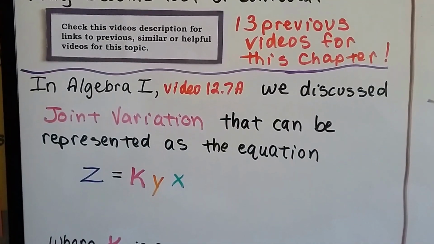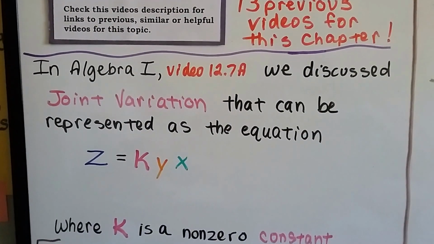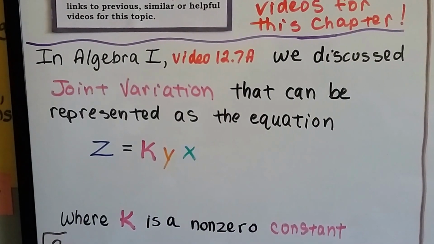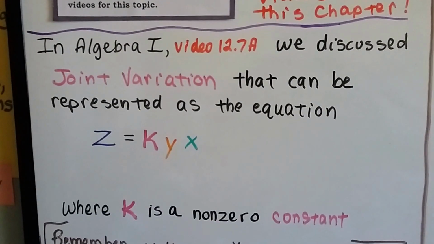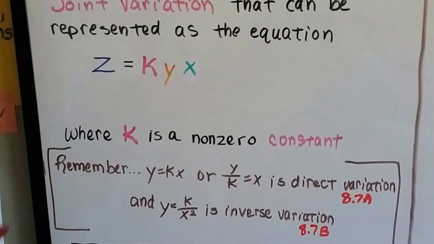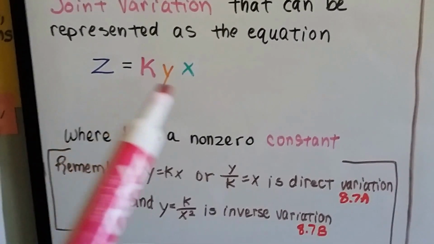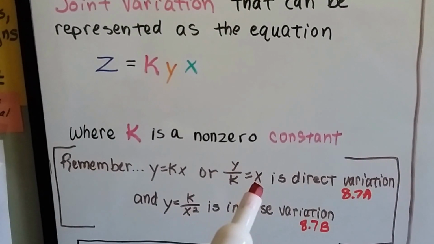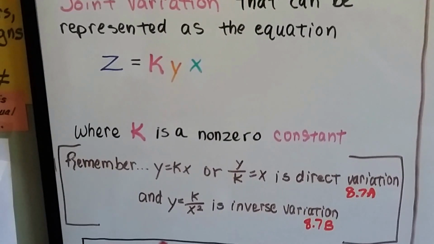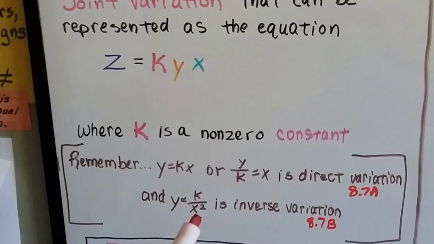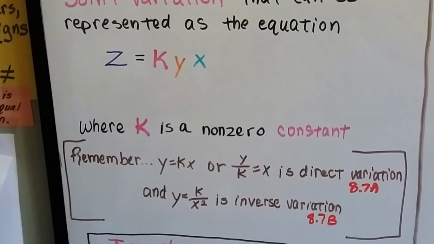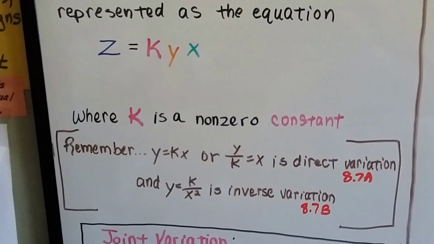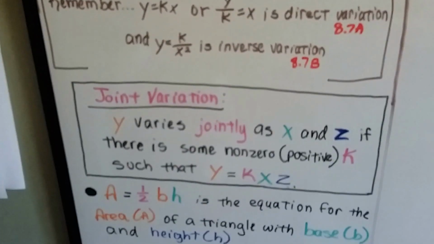In Algebra 1, it was video 12.7a, there's a link for that one too, we discussed joint variation that can be represented as the equation z equals k times y times x. And k was a non-zero constant. Now, you need to remember that if it's not in this form and it's y equals kx, or y divided by k equals x, that's direct variation. And if y equals k divided by x squared, that's inverse quadratic variation, okay? So this is joint variation.